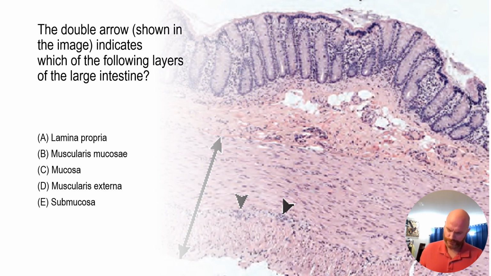The outer longitudinal layer in the colon or the large intestine is actually condensed into three equally spaced bands that are referred to as the taenia coli.